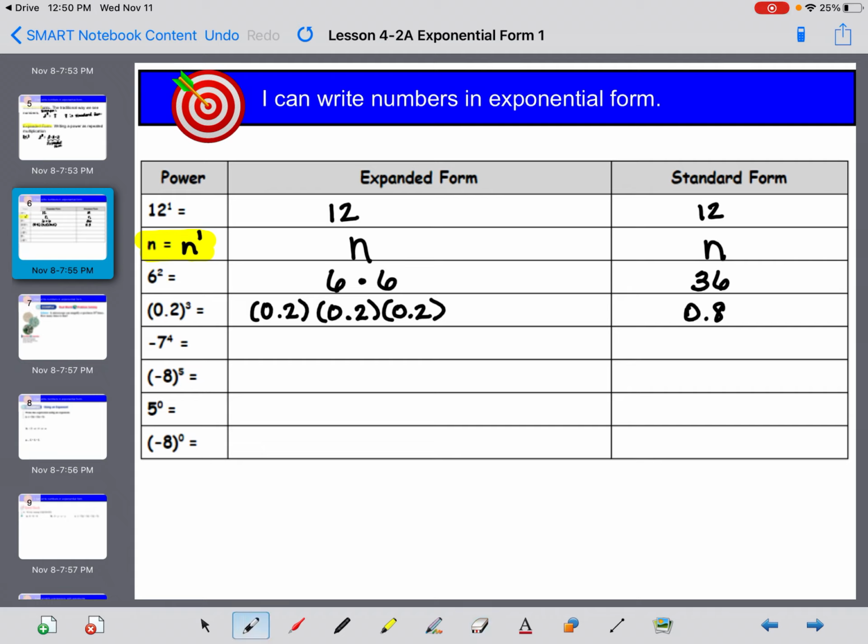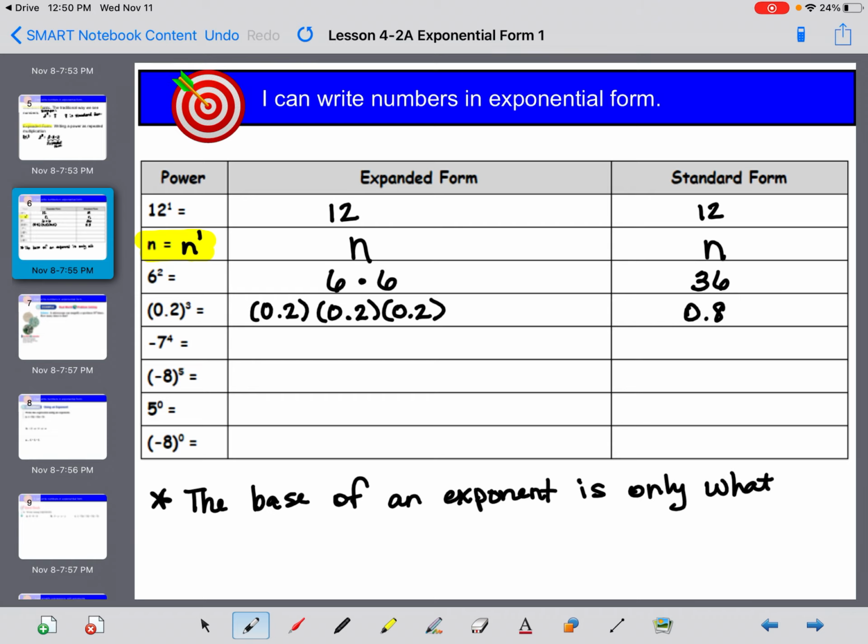The next one, negative 7 to the fourth power. Now this is very important, so everybody, I hope your ears perk up. The base of an exponent, write this down, is only what comes immediately before the exponent.